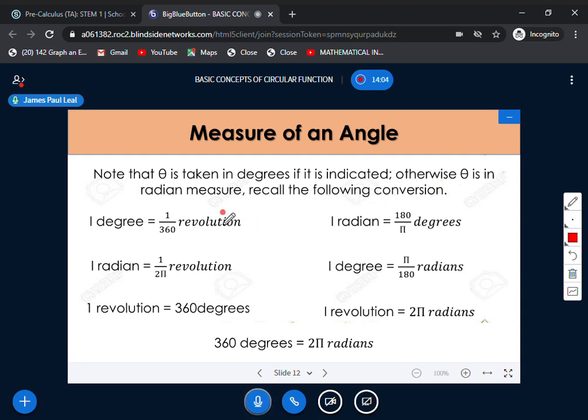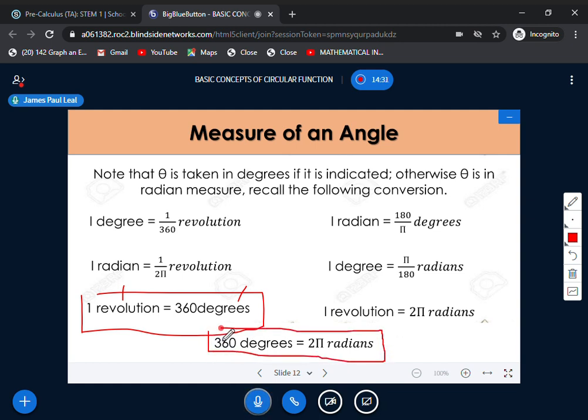Recall the following conversion. As stated here, one revolution, this is what I was saying earlier, this will be the concept, so I want you to be familiarized with these corresponding values. One revolution is equal to 360 degrees. So if one revolution is equivalent to 360 degrees, then your 360 degrees is equal to 2 pi radians.